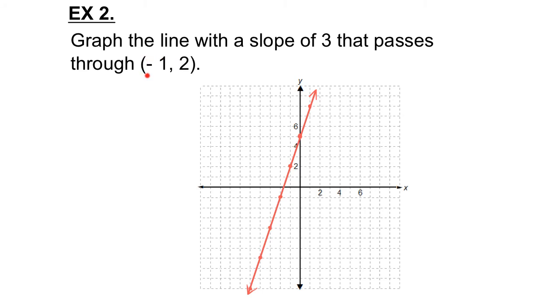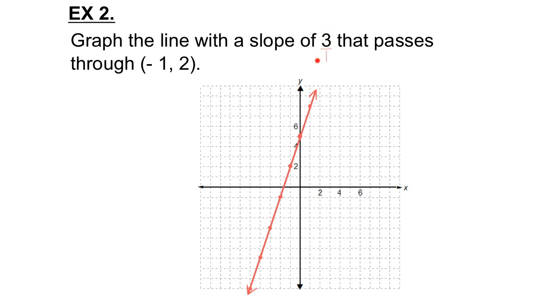So my point is (-1, 2). So that means from the origin I go left 1, up 2. There's my point. My slope is 3. Remember, if you have a whole number, that just means as a fraction it's 3/1. So that means I have a rise of 3 and a run of 1.